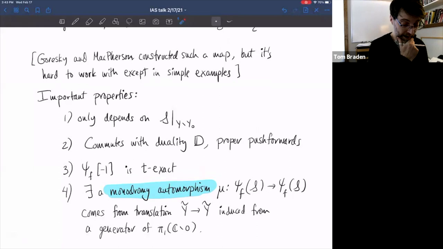And I'm not going to say anything about why that's true, but it is true, and you'll see it in some examples. The last formal property I want to talk about is that you can take this epsilon and send it around the origin. There's a monodromy coming from pi one of C minus zero, and this monodromy exists on the nearby cycles on the sheaf level. So there exists a functorial automorphism of this nearby cycles functor, that you can see because there's a translation operator on this Y tilde, just pushing forward from one copy of the fiber to another copy of the fiber by an integer. And if you push forward by that while you're doing this operation, you get this automorphism.